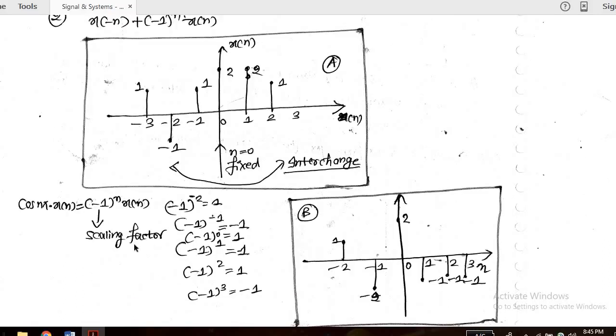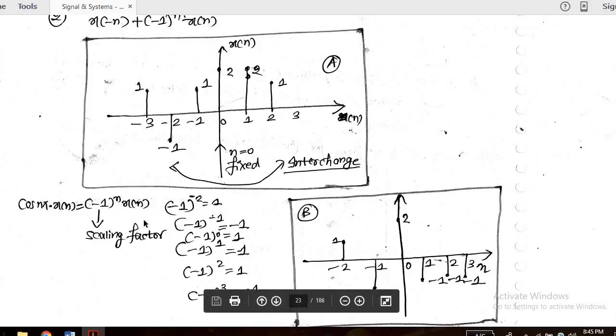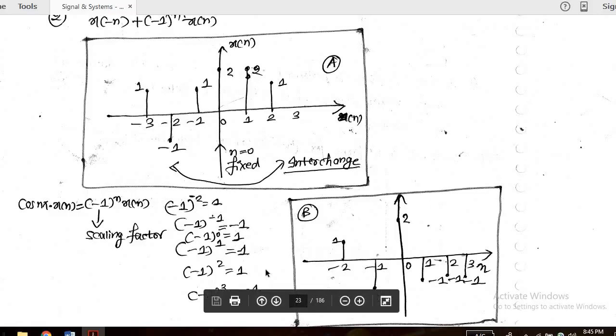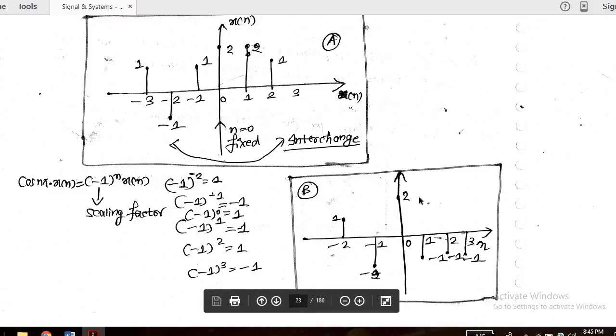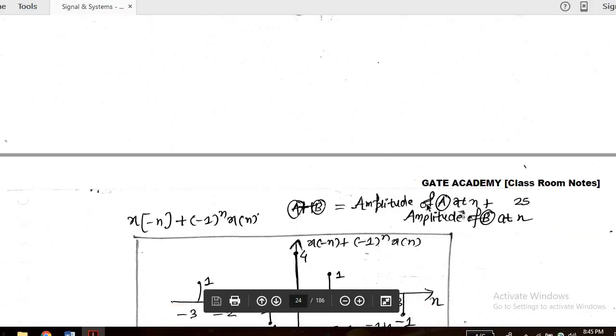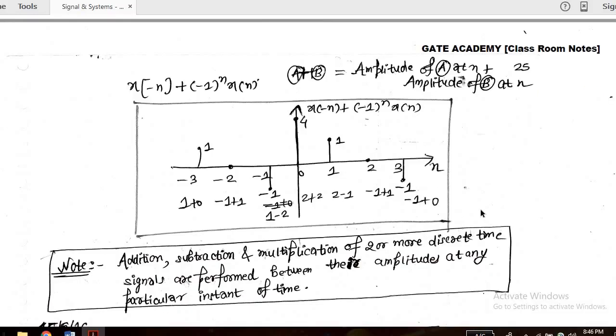Now minus 1 whole power n into x of n means this is the scaling factor. Now this is the first time where the sample amplitude value, or the amplitude of x of n, is dependent on time index n. So for different values of n you get different values of amplitude. Now you multiply the corresponding set of values with the x of n sample amplitude values and get them. Now do a plus b to get the final answer.